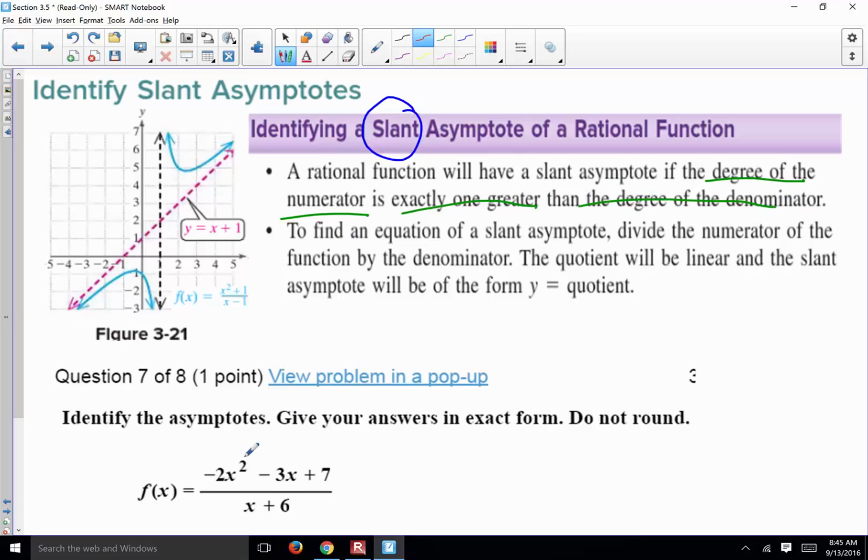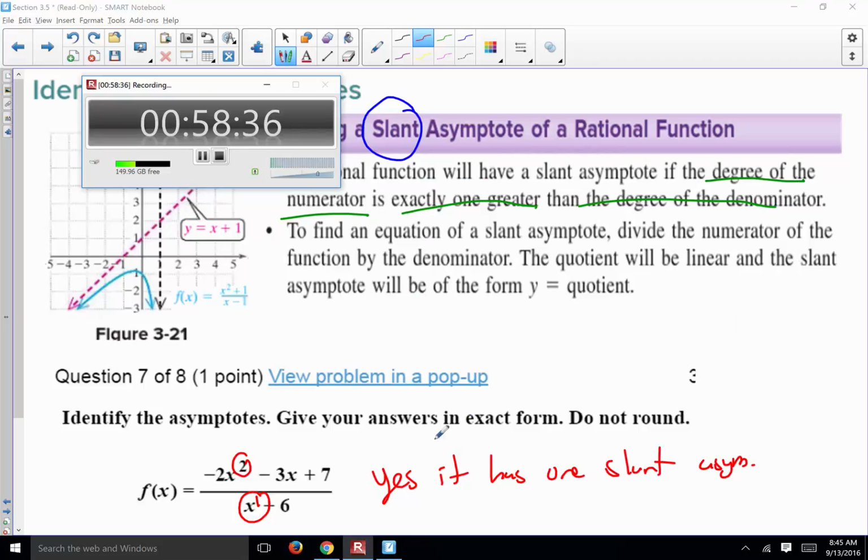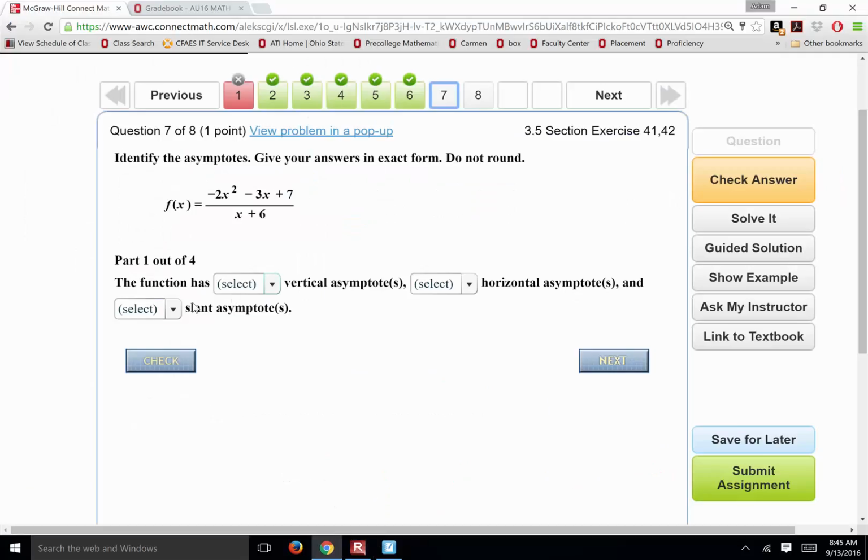the degree of the numerator should be exactly 1 greater than the degree of the denominator. Check out this. What is the degree of this numerator? Degree of the denominator? What is the difference? Exactly 1 more than the bottom, right? And this one, yes, it has 1 slant asymptote. So I do know it has at least 1 slant asymptote. I also need to find vertical, horizontal ones, but you already know how to do that.